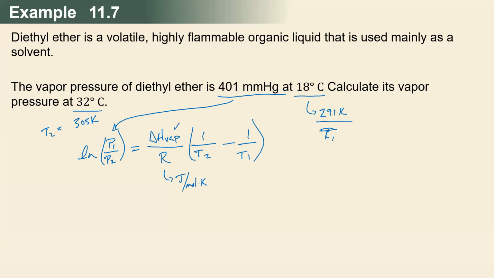We need to look up this delta H of vaporization. Now, thankfully, there are tables and tables of this kind of data. And so if we look at the table in our textbook, delta H of vaporization is 26 kilojoules per mole. Now we have kilojoules per mole here. R has units of joules per mole. And so what should I convert this delta H vaporization to?